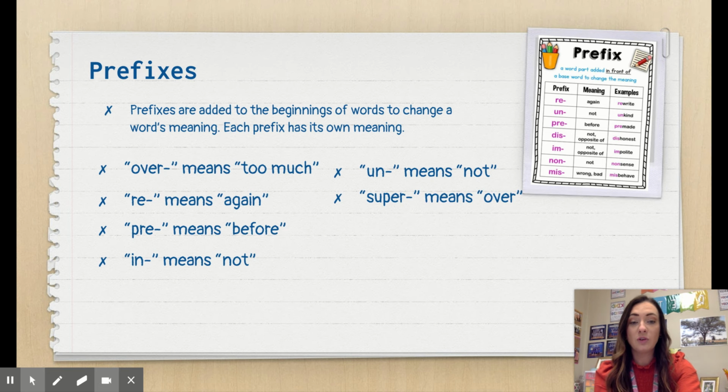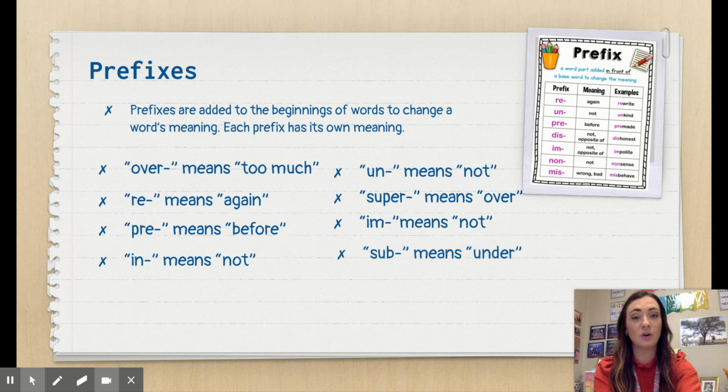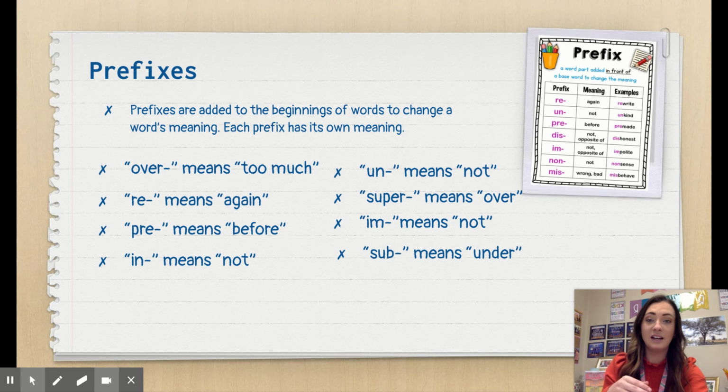Super means over, so like the word super speed means a large amount of speed, over the top amount of speed, over the normal amount. Im also means not, so impossible means not possible. And sub means under, so if something is subpar, it means under what it's supposed to be. It's underwhelming, that means it's not at that level of what the root word is.